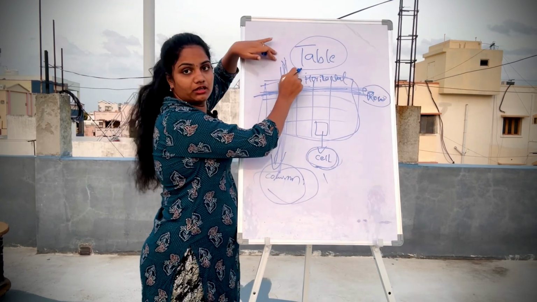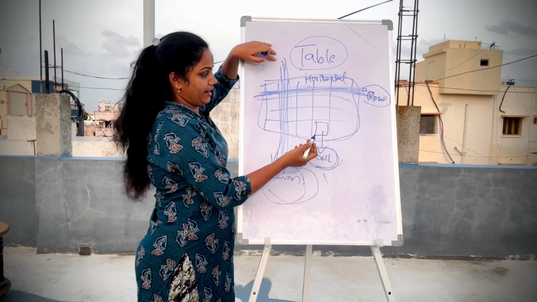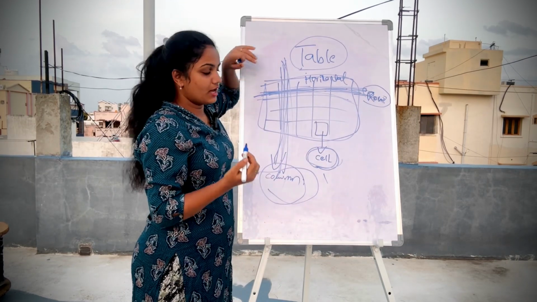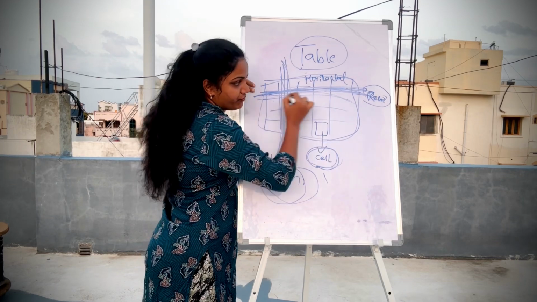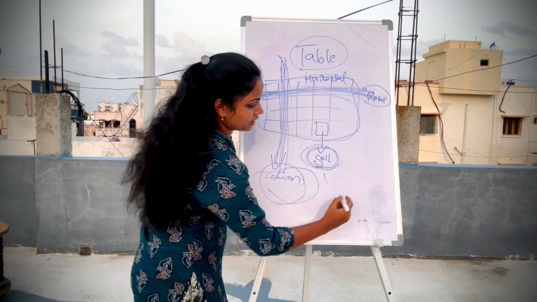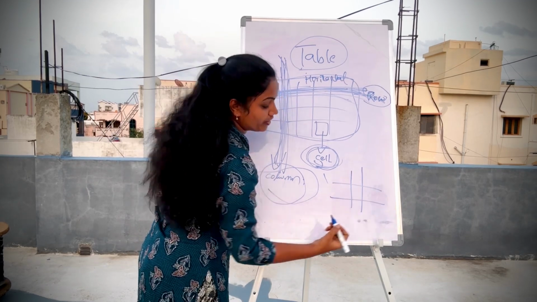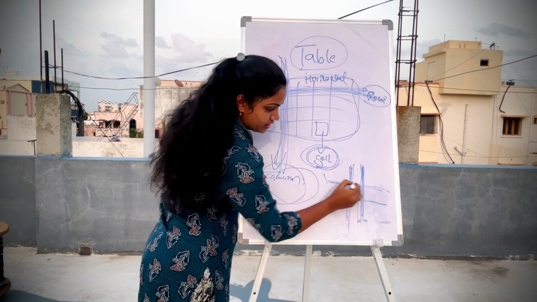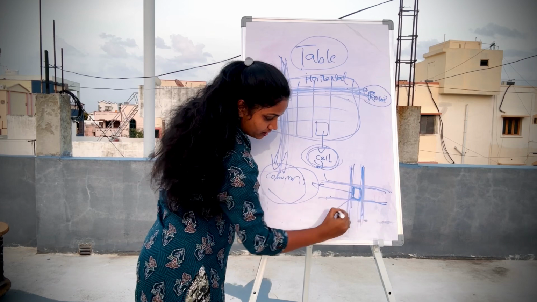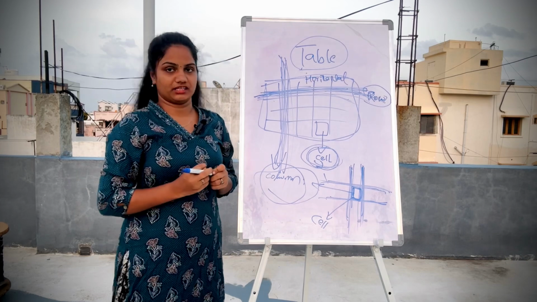What we told about table, the combination of rows as well as column is known as table, and horizontal portion is a row and vertical portion is column. Now, the intersection of rows and columns is known as cell. Like this straight line is column and this horizontal line is a row. These both lines are interconnecting here, right? This space is called cell. Okay, understood?